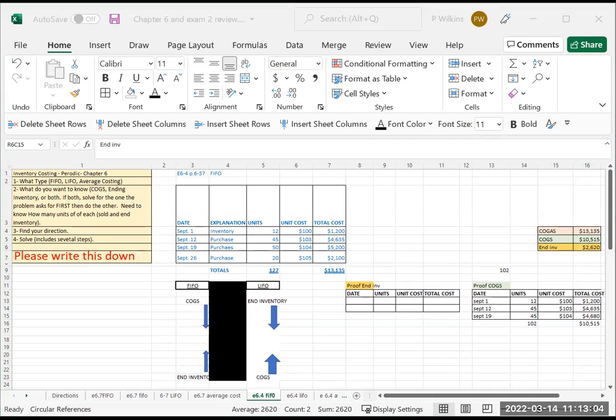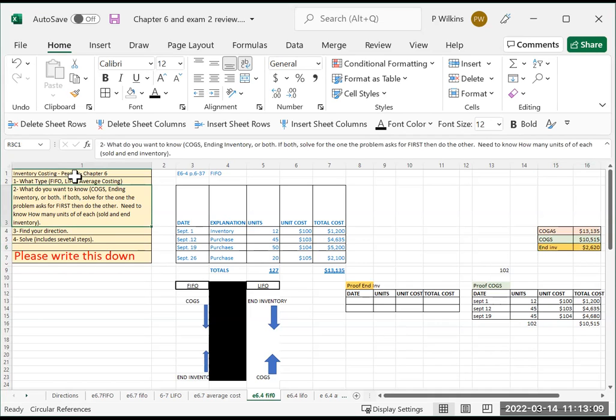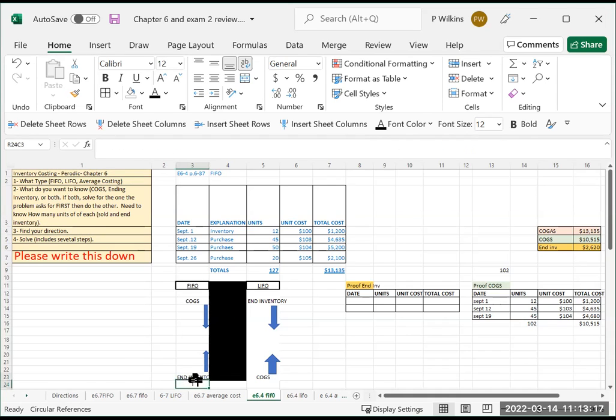So in order to do the proof for this problem, what we do is we come back over to our chart. What is the type? FIFO. What do we want to know? Ending inventory. What's our direction? So for FIFO, the ending inventory is from the bottom up. So our direction is the bottom up, until we get to the number of units in ending inventory.